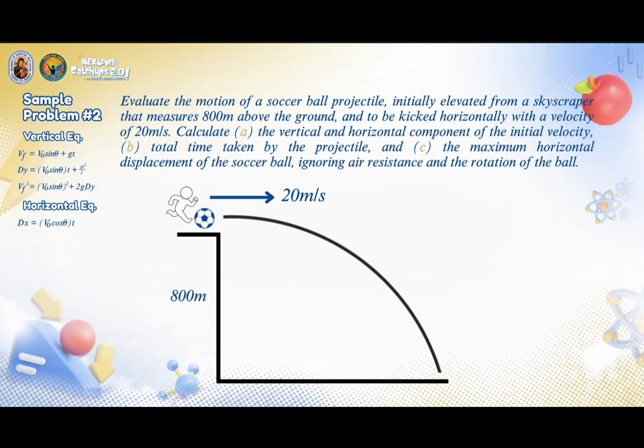Sample problem number 2. Evaluate the motion of a soccer ball projectile, initially elevated from a skyscraper that measures 800 meters above the ground and to be kicked horizontally with a velocity of 20 meters per second. Calculate A, the vertical and horizontal component of the initial velocity, B, the total time taken by the projectile, and C, the maximum horizontal displacement of the soccer ball, ignoring air resistance and the rotation of the ball.